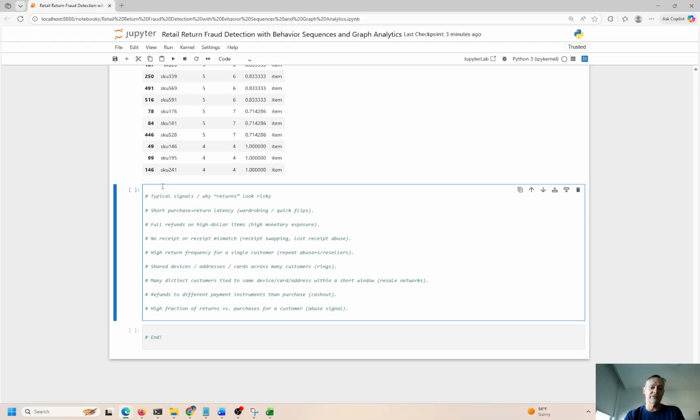Many distinct customers tied to one device. Again, shared devices, shared credit cards, shared addresses. That's a no-go. That doesn't make any sense. Refunds to different payment instruments other than what was purchased. That sounds weird. Just don't do that, guys. Don't do that if you work in a retail business. And a high fraction of returns versus purchases. That should be obvious. I don't think you could return 10 items if you bought 1 or 2. But if somebody is trying to do that, that's clear abuse of the system, and just deny it, right? Just shut that down. Guaranteed fraud. Don't even engage with the person, okay?